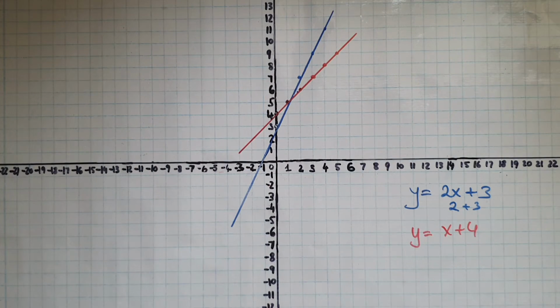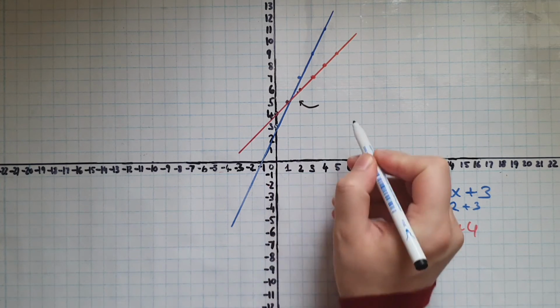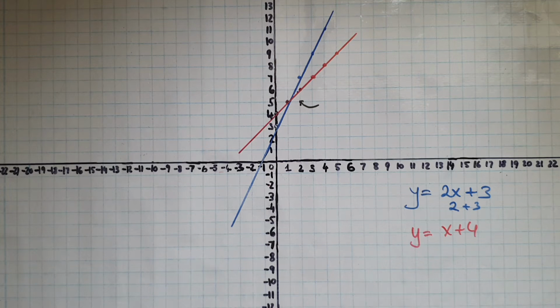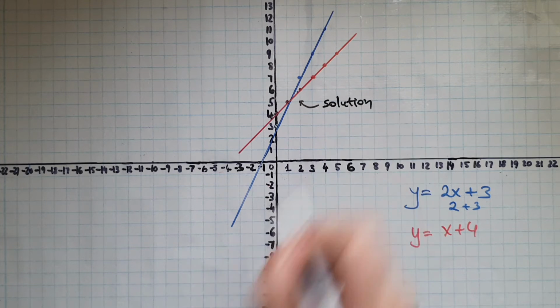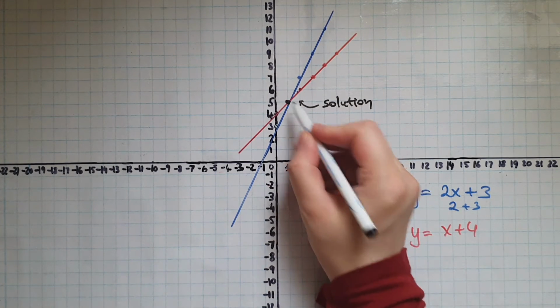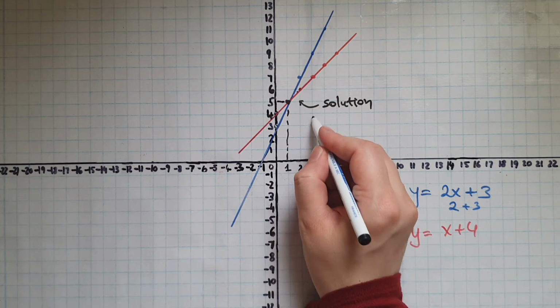We can see that we have a solution, which is the point where these two lines cross with each other, intersect. That is when x is 1 and y is 5.